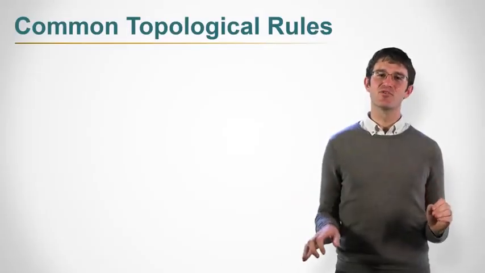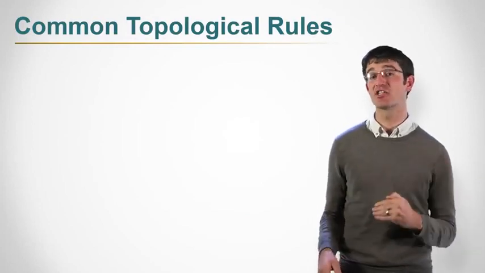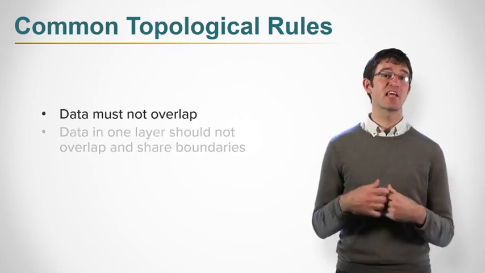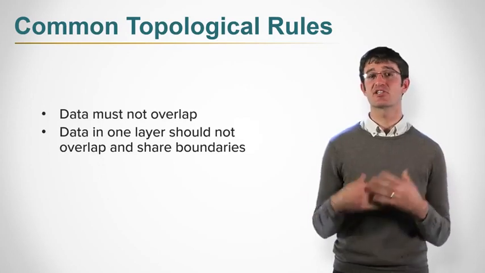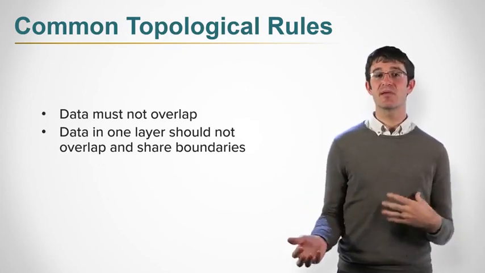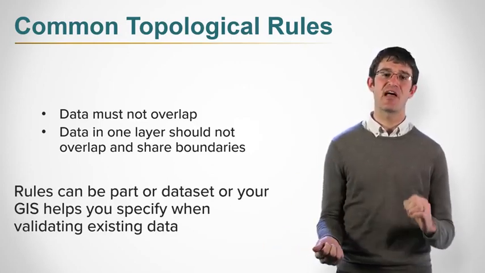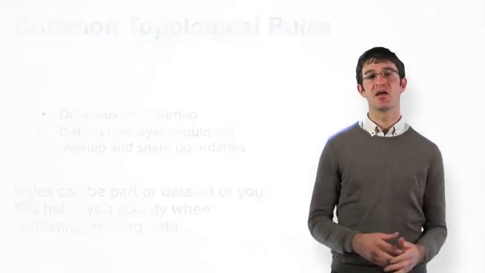Setting topological rules for data allows us to find and prevent errors from our data's creation. Common rules include that the data must not overlap, or that the data in one layer should overlap and share boundaries with data in another layer, such as counties needing to sum together to make a state. These rules can be part of your data set, or that your GIS software helps you specify when validating an existing data set that doesn't support built-in topology.